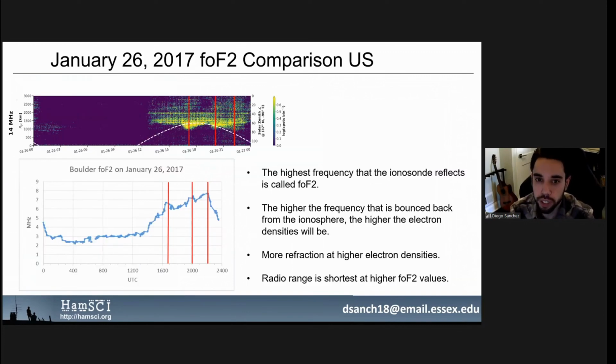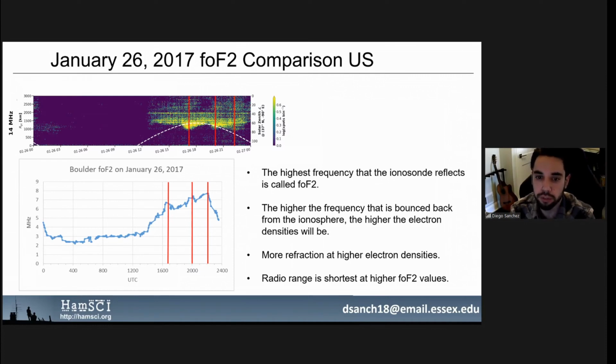foF2 is the highest frequency sent from the ionosonde that reflects back from the ionosphere. The higher the frequency that is bounced back, the higher the electron densities will be. This means that HF range will be shorter at higher foF2 values and longer at lower foF2 values.